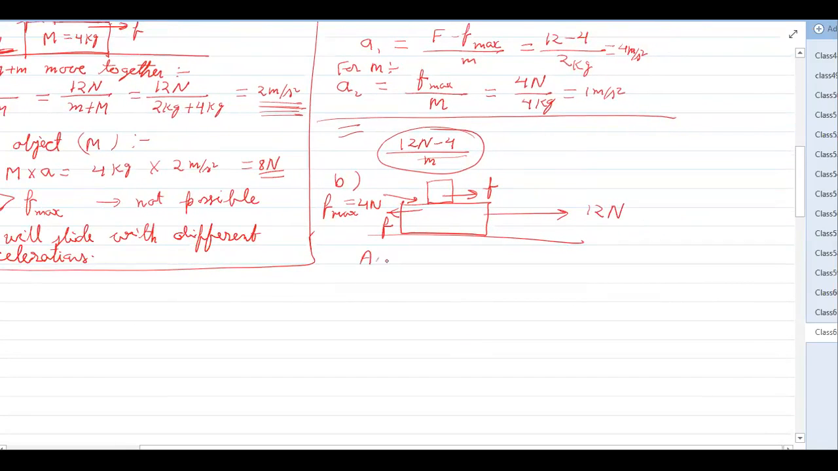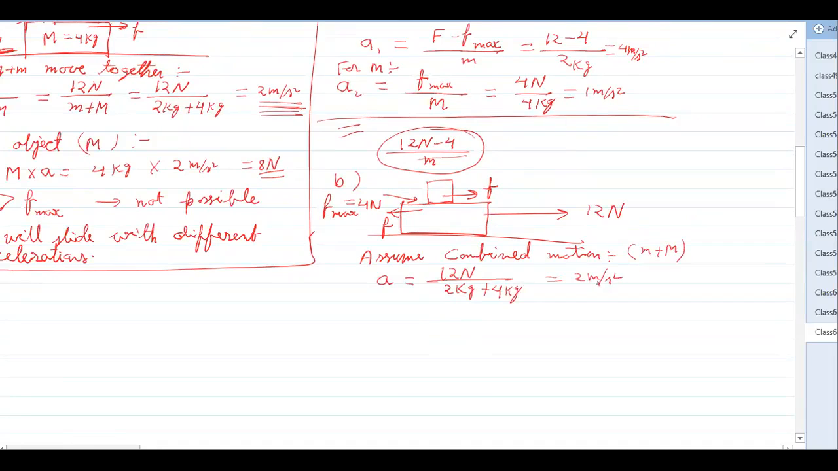Okay, so again we will use the same method. Assume joint motion, assume combined motion. So first, if we take combined motion, the acceleration will be the total force 12 Newton divided by 2 kg plus 4 kg, small m and capital M together. So we are getting 2 meter per second square.